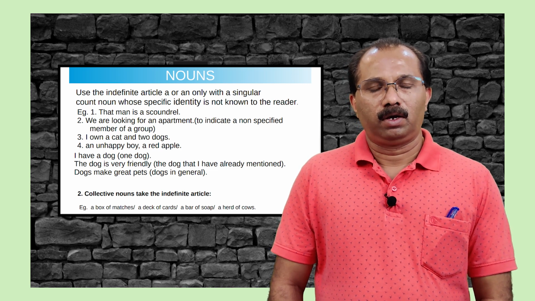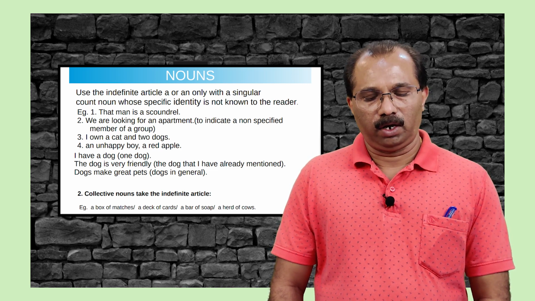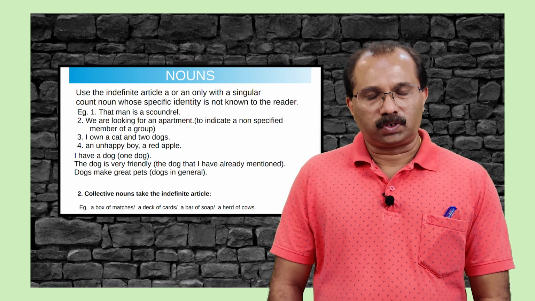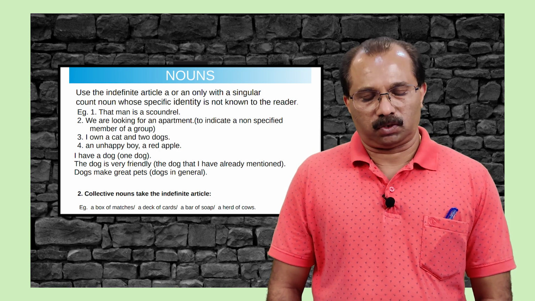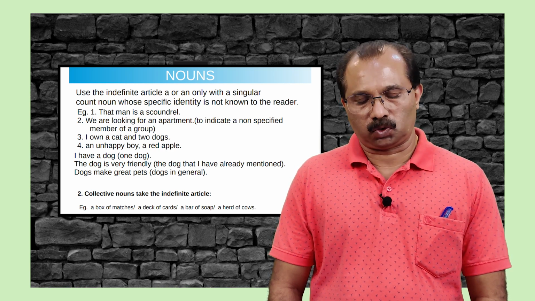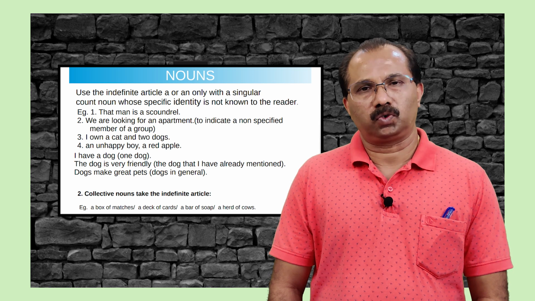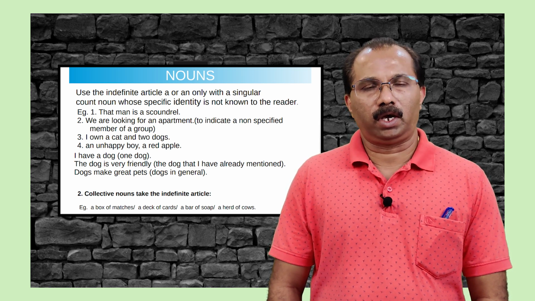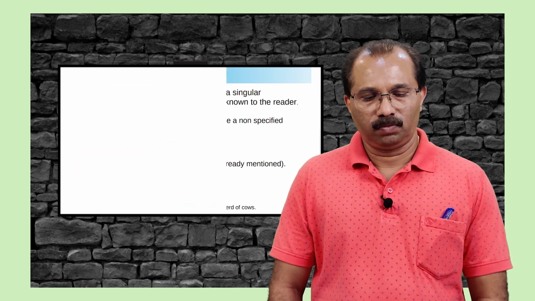Another point is that collective nouns take the indefinite article. For example, we say a box of matches, a deck of cards, a bar of soap, a herd of cows. So these are collective nouns, and there we use the article a.